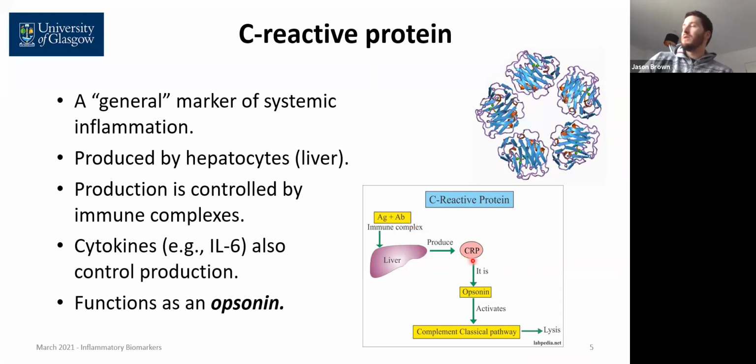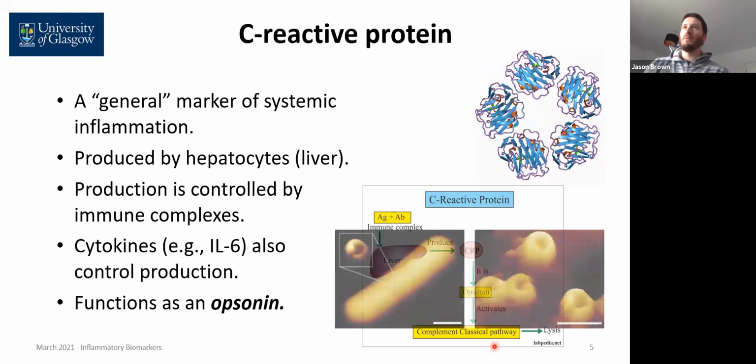These liver cells will produce this protein, and its main function is as an opsonin. An opsonin is ultimately a fancy term for a protein that can coat or tag a certain microbe so that the immune system can target it and remove it. One of the ways it does this is by activating the complement cascade. The complement pathway is part of the innate immune response.